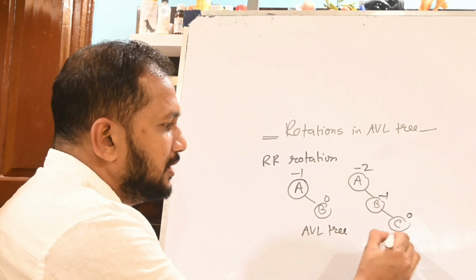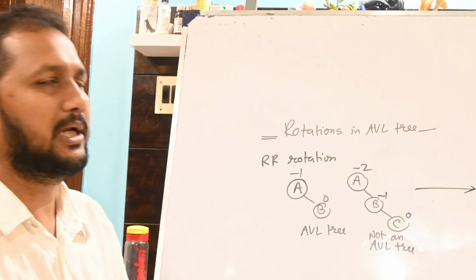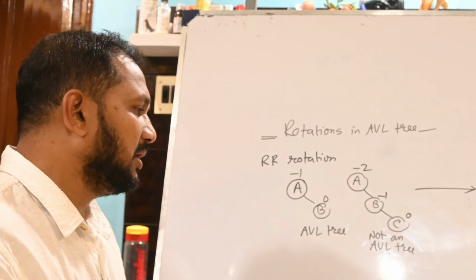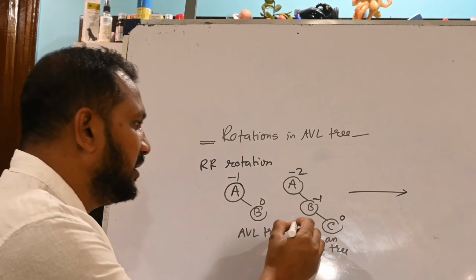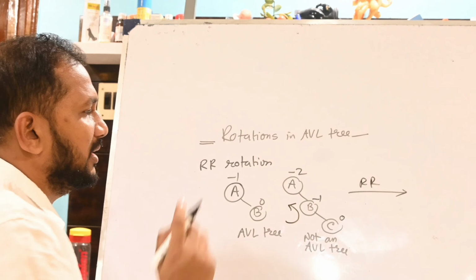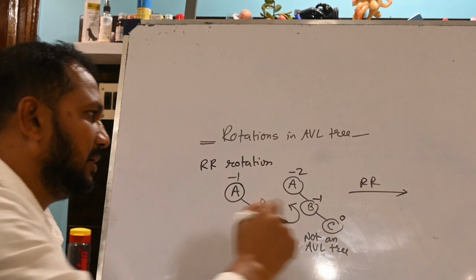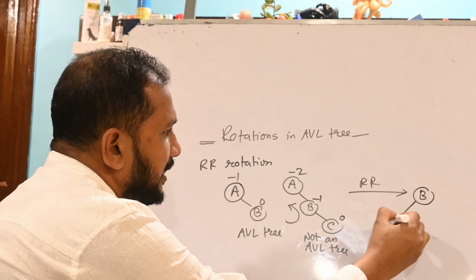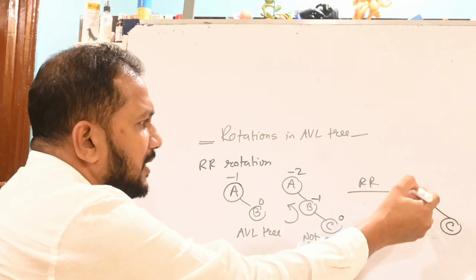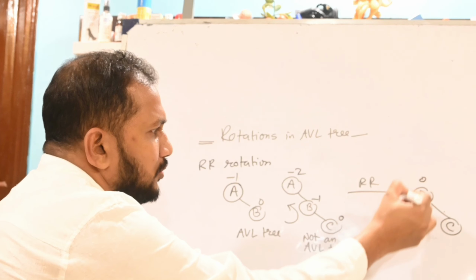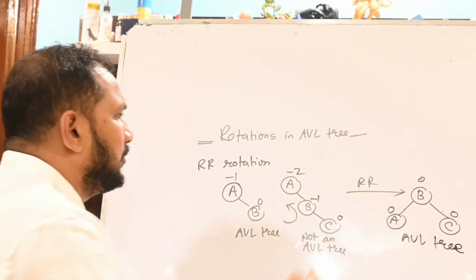It is not an AVL tree, and we need to convert it into an AVL tree again. Now this is RR, because the last node is inserted in the right position of the right subtree. Now it is RR rotation, which is anti-clockwise. B is the root node, A is on the left-hand side of B, and C moves to the right-hand side, remaining C. Now the height is 1 minus 1, which is 0, and the leaf node is 0. Now it is an AVL tree. So this is an RR rotation.